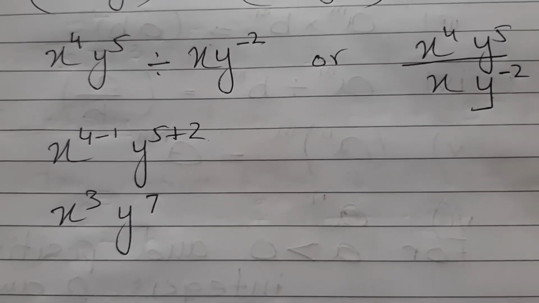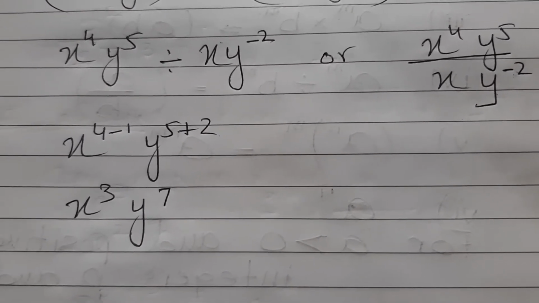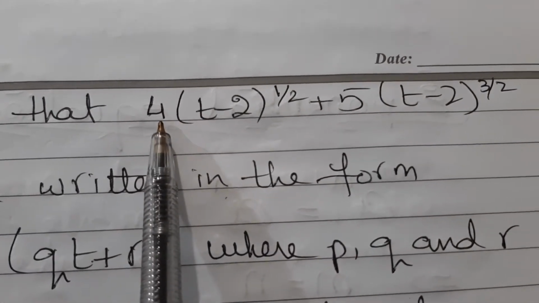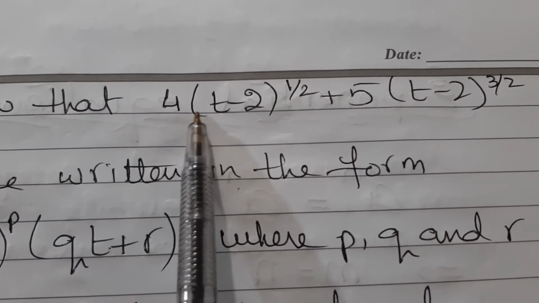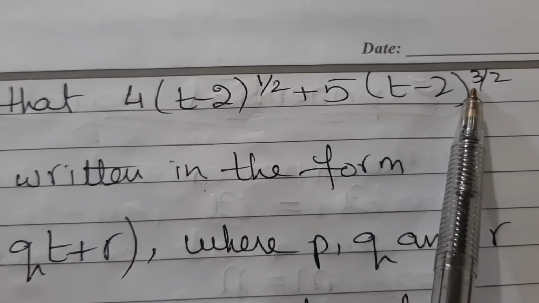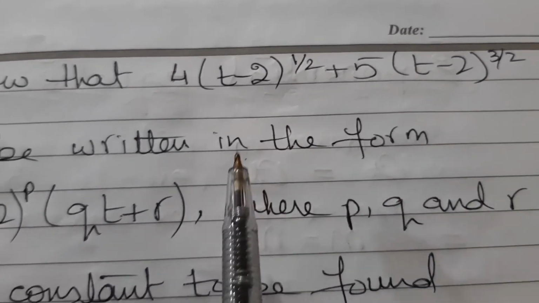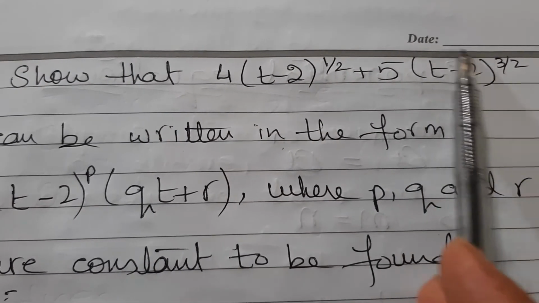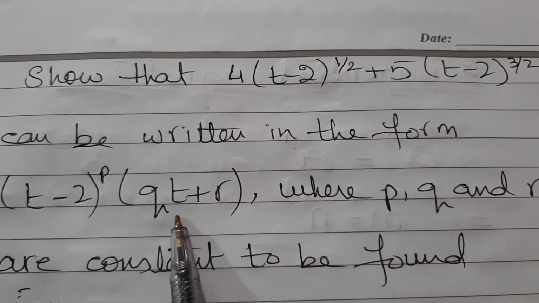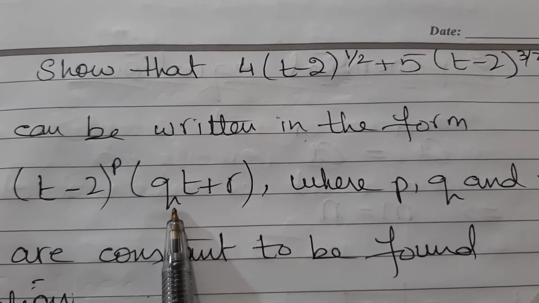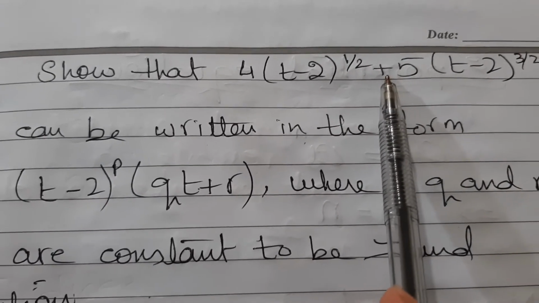So the same question, June 17 variant 11, has part B also. Let's see that part now. Okay, so this was the question. Show that 4 bracket t minus 2 power half plus 5 bracket t minus 2 power 3 over 2 can be written in this form. So basically you have to work on it, manipulate it, and then bring it into this form where t minus 2 is multiplying by qt plus r. Right now there is a plus sign here.